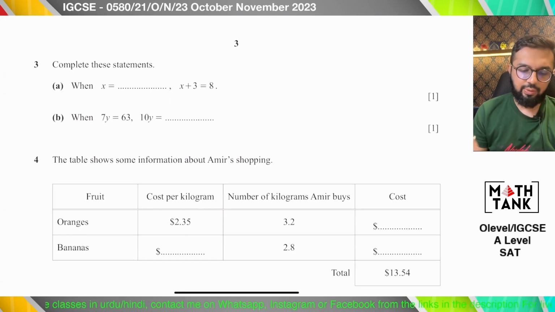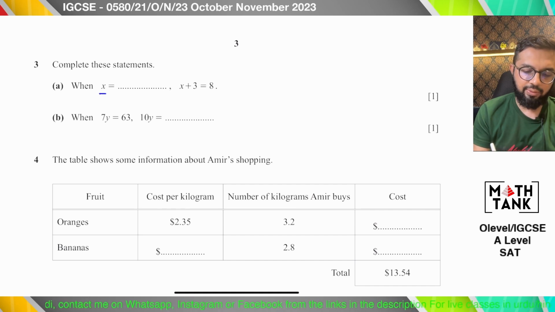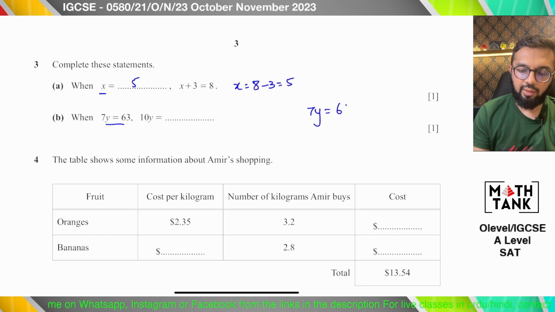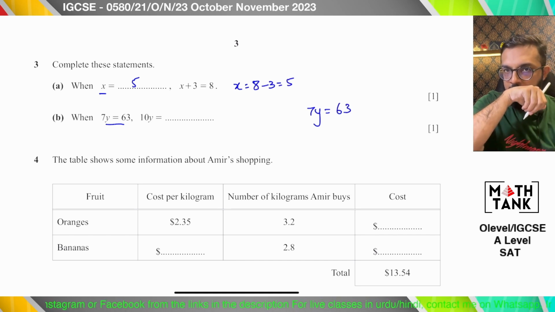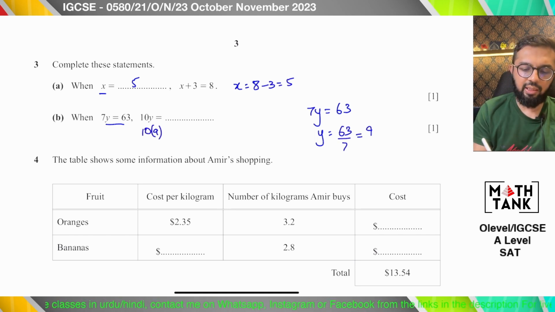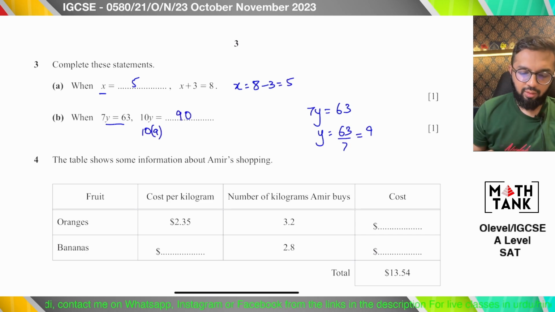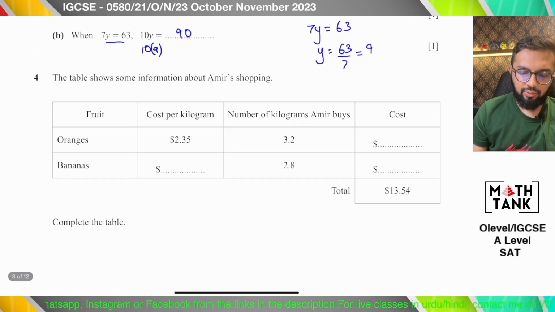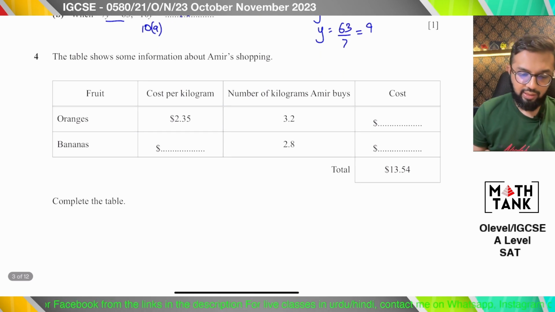Again, some 1 mark questions. When I complete these statements, when x equals this, x plus 3 equals 8. So x equals 8 minus 3, which should be 5. So x should equal 5. 7y equals 63. So 10y should equal what? First, I'm going to try to find y. 63 divided by 7 is 9. 10 times 9 gives me 90. Okay, that's again simple 1 mark questions. I think these are easy questions that you should always get marks on.